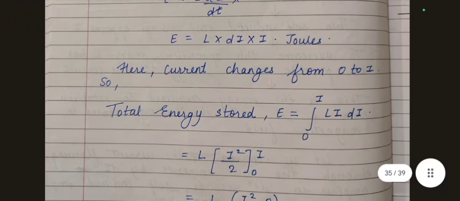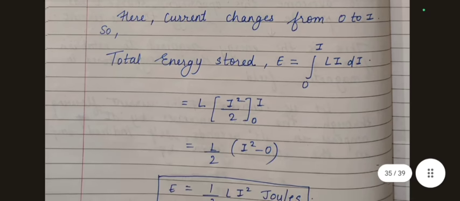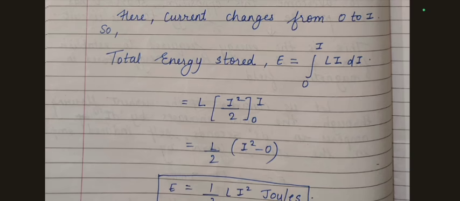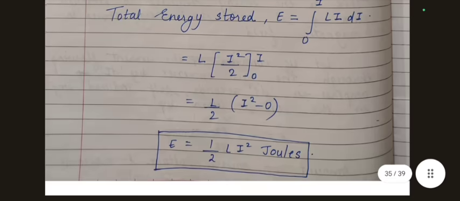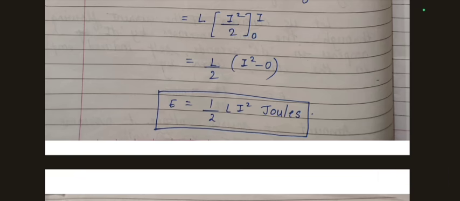Now here current changes from 0 to I, so we will integrate our energy from 0 to I. The total energy stored we will get. So here L is constant, we will take I as the coefficient. So I square by 2 will be the integration of it from 0 to I. Then we will get L by 2, I square minus 0. So the final energy stored in inductor is 1 by 2 Li square joules. So this is an important equation.